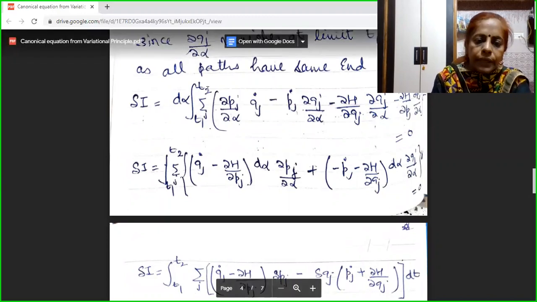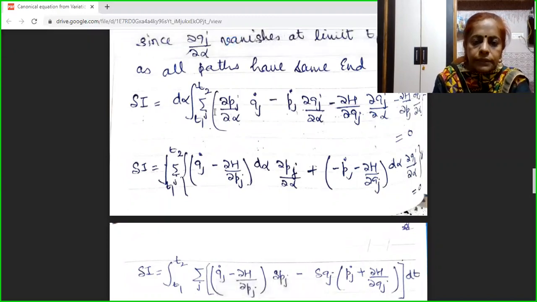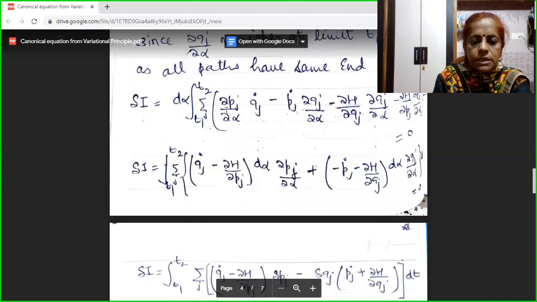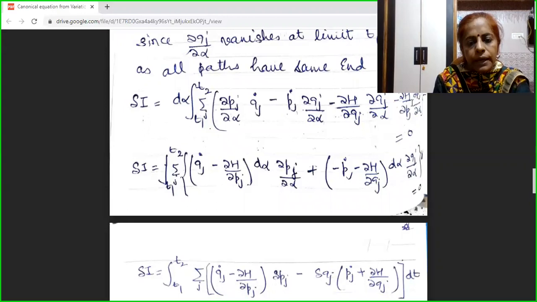Now I am taking d alpha inside and collecting the terms of del pj by del alpha. I have two terms. The first term is qj dot and the other term is minus del h by del pj. From these two terms, I am taking del qj by del alpha common. This comes out to be minus pj dot minus del h by del qj.